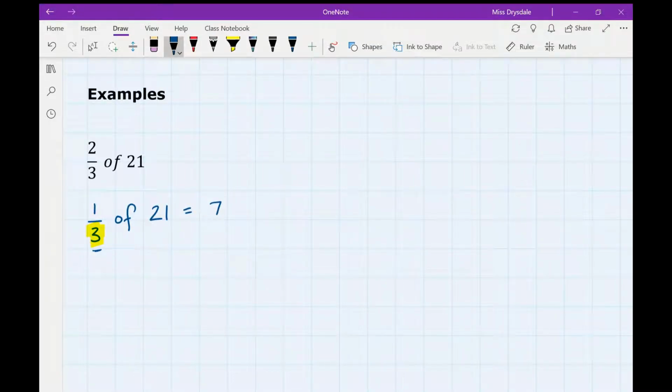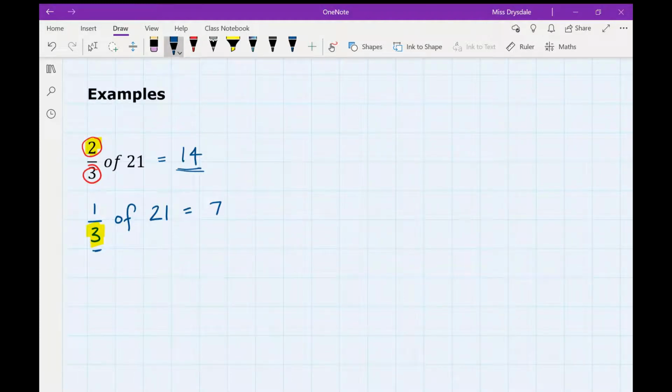If we want to find what 2/3 is, we're going to take this 7 and times it by 2. So 2/3 of 21 is 7 times 2, which is 14. And that is your final answer. So the steps that you're going to take here are: your denominator, your bottom number, you're going to divide, and then you're going to take your numerator, your top number, and then multiply.